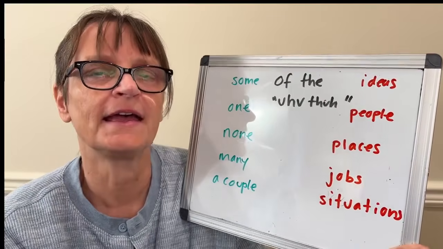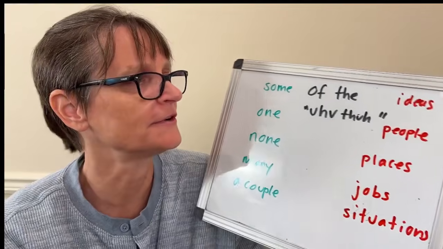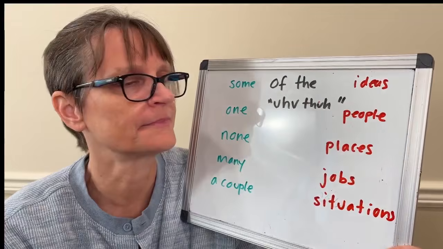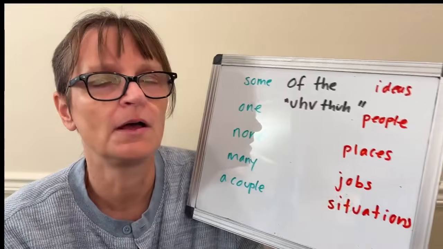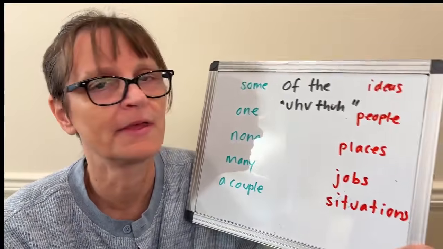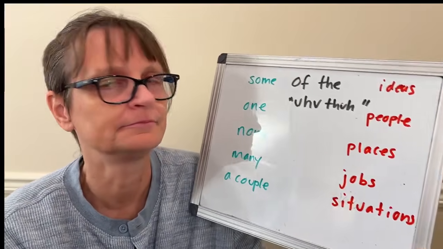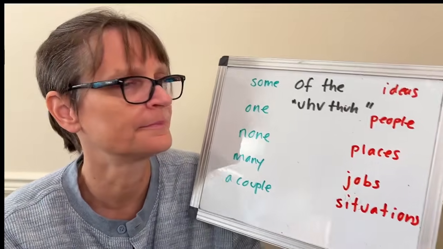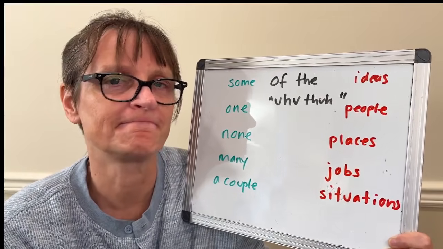Now try again and add a few of your own words so you're having to think of what to say as you're shadowing. For example, you might say, "Some of the ideas were good. Some of the people didn't show up. One of the places I like the best is... None of the jobs were available. Many of the situations are hard to cope with. A couple of the people are going to come to the event," etc., etc.